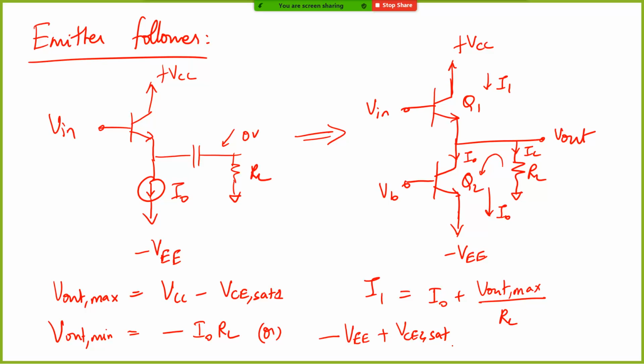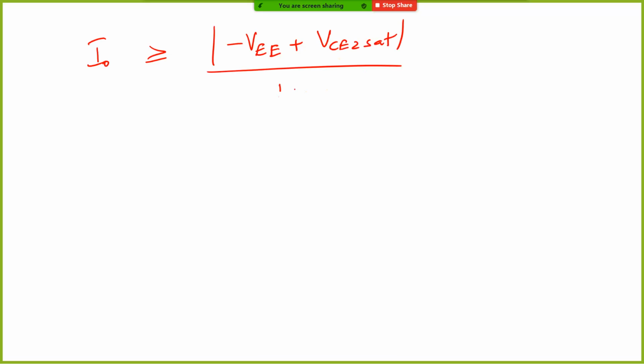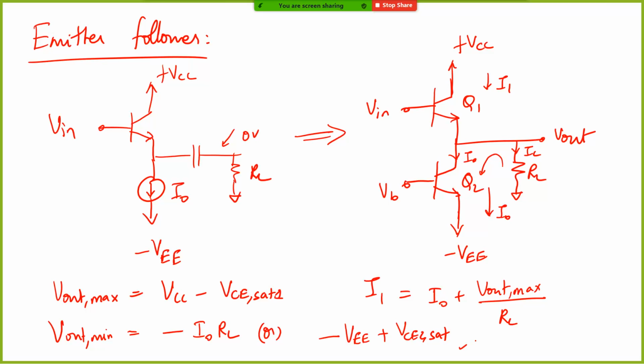So it can either be that your I0 is limiting, or if your I0 is not limiting you, you can come all the way down to almost your negative supply rail. For this condition to happen, what should happen? I0 should be greater than or equal to the modulus of minus VEE plus VCE sat divided by RL. If this condition is satisfied, then this second expression will work.